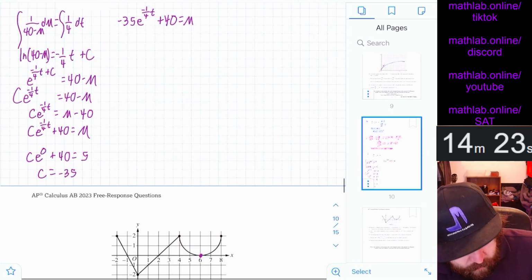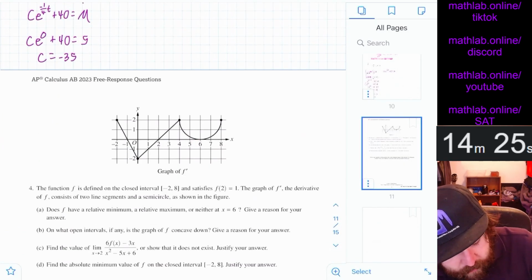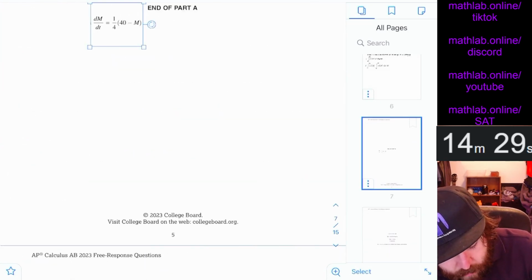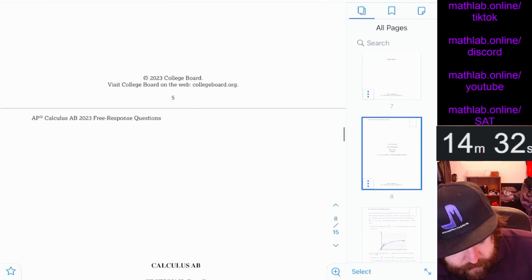Well, first off, we're going to copy this graph down here so we can look at it easier. I didn't mean to paste.